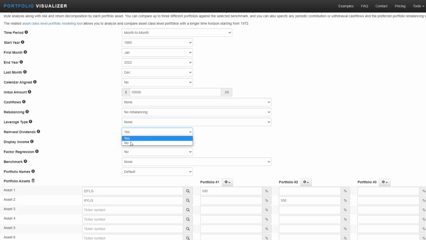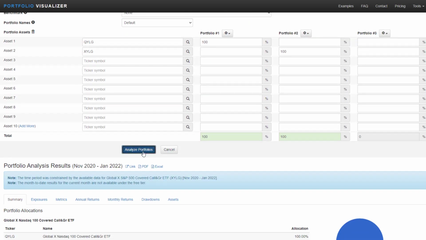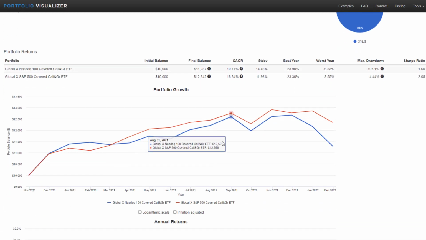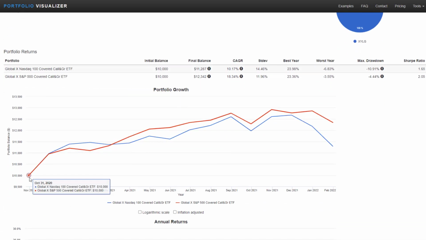If we change this to dividends not reinvested and we check the history of these funds, what would we have gotten if we invested $10,000 in October of 2020? The CAGR numbers come down quite significantly. If you recall, QYLG was sitting at 25% with dividends reinvested, it is now 10%. And XYLG was sitting at 26% with dividends reinvested, it is now 18%.